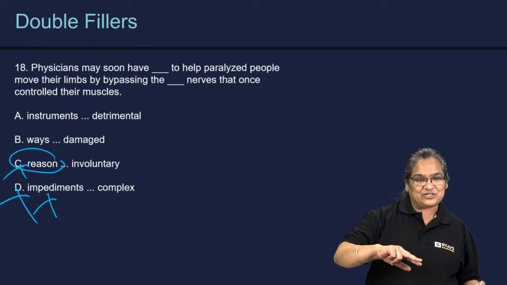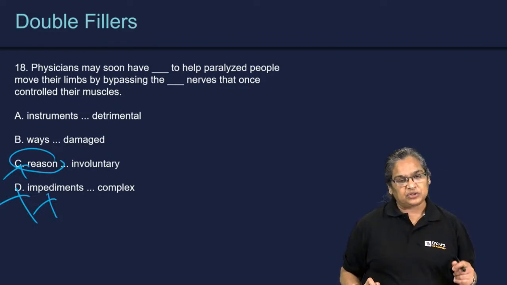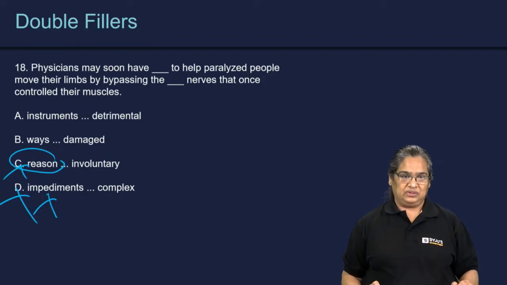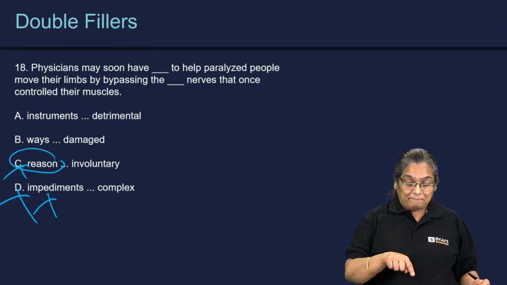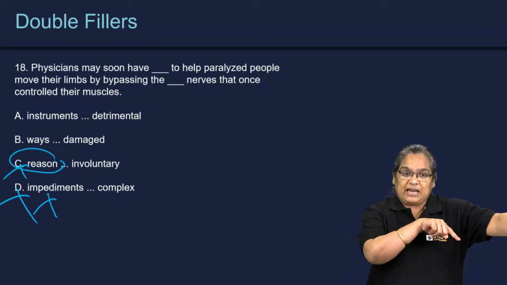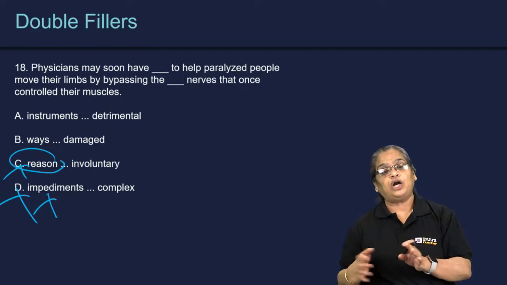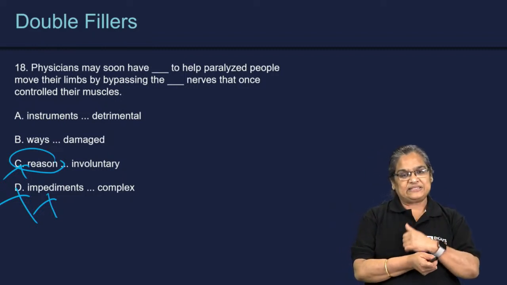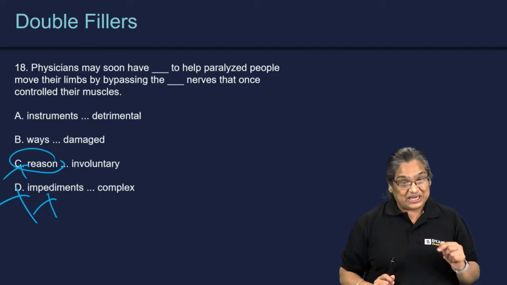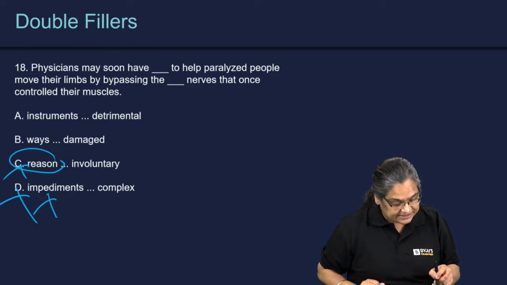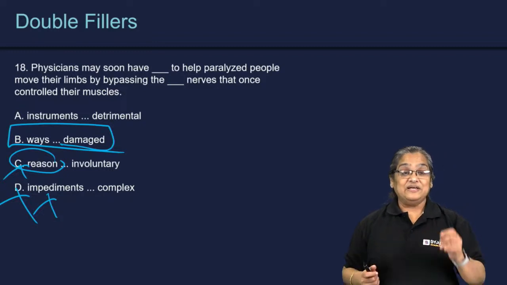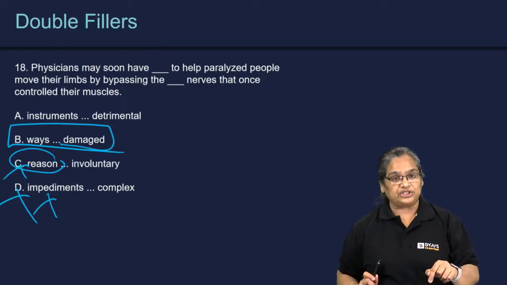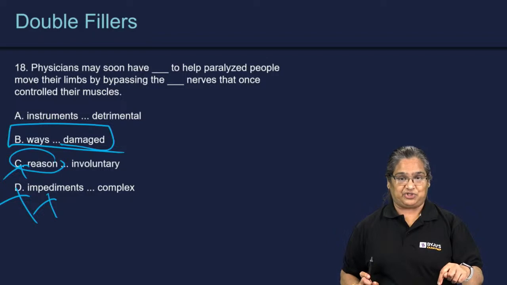Look at the last two. Can it be detrimental nerves? What is detrimental to you? Something that is injurious, something that's harmful, something that's damaging. But he is not talking of nerves which are damaging you. He is talking of nerves which are not working. How does paralysis occur when the nerves don't work? So here, instead of that, he's saying those nerves which are damaged can be bypassed. So here you're using a lot of logic, and that is why this is an XAT question.